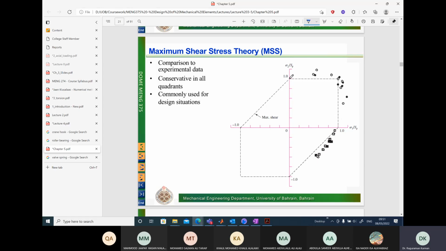So the failure envelope for the distortion energy theory is going to be like an ellipse going around this point, approximately drawing the ellipse. And you will see this ellipse is very close to these failure points. Okay. So any doubt up till this point?